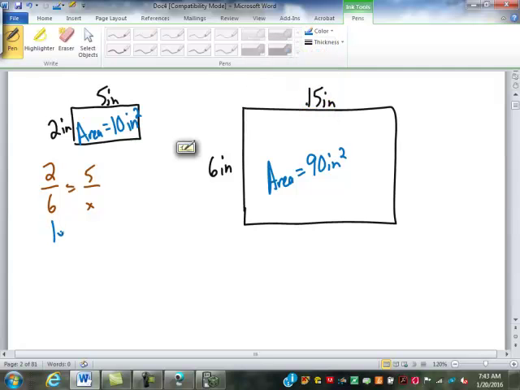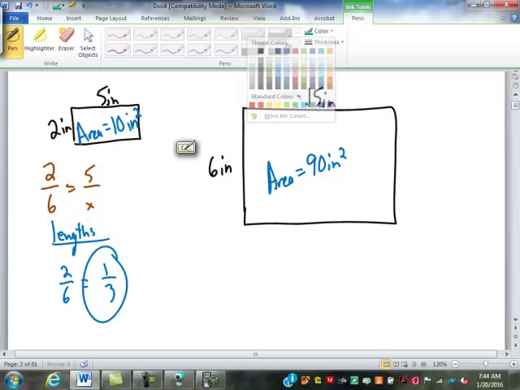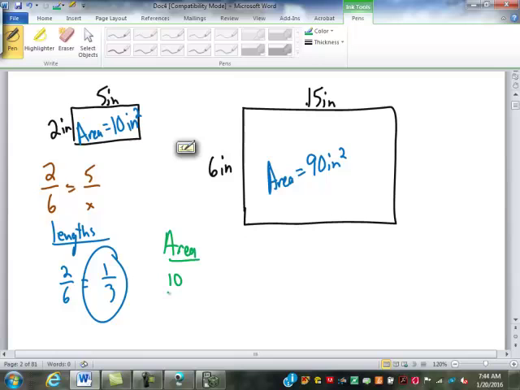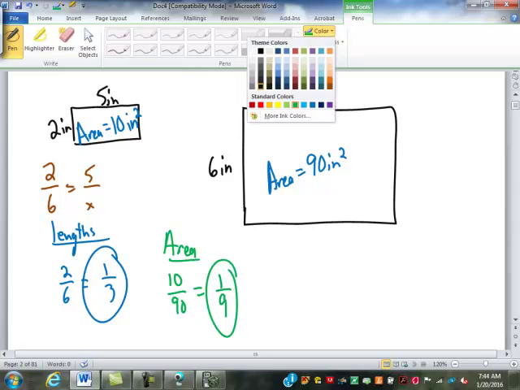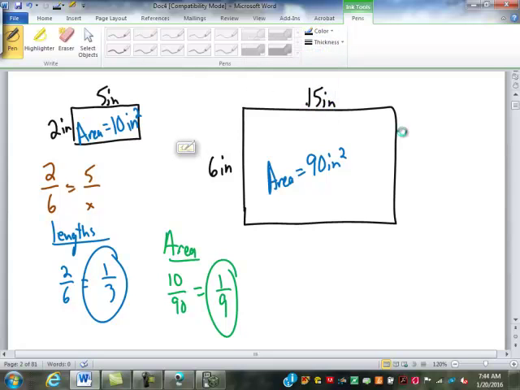So if I look at my lengths, that ratio of lengths was 2 to 6, or reduced to 1 to 3. However, when I look at my area, my ratio of area was 10 to 90. The square inches will cancel out, or a 1 to 9. Not the same ratio, are they? So the question becomes, if we blow up a figure, if we know the ratio of the sides, do we know the ratio of the areas?